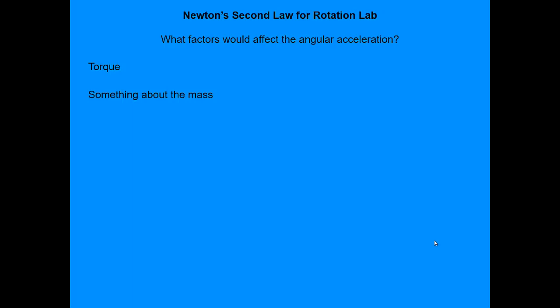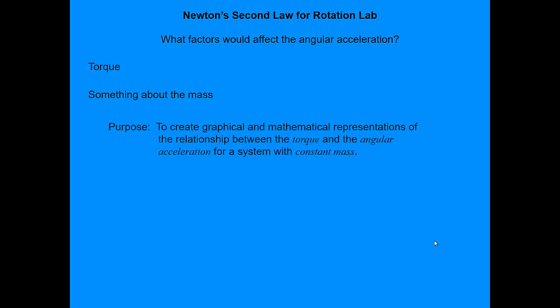So that it doesn't affect the lab. Basically, our lab is going to be to figure out the relationship between torque and angular acceleration with constant mass. Right? We're going to create graphical and mathematical representations of that relationship. So we're going to keep everything about the mass constant, and then we're going to see, is there a relationship between torque and angular acceleration and what that is, and math models, and what slope means, and all that good stuff. Okay?